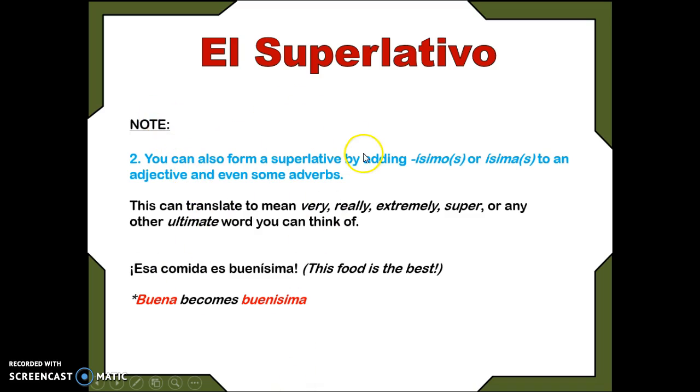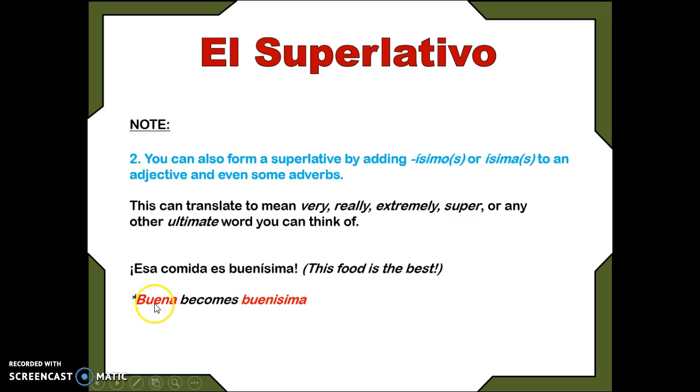All right, number two, you can also form a superlative by simply adding ísimo, or plural, ísimos, or ísima, ísimas to an adjective and even some adverbs. So think of this. Think of if you want to say something is extremely or super or really or very cool or whatever it may be, you just add that. So for example, esa comida es buenísima. Ísima. This food is the best.